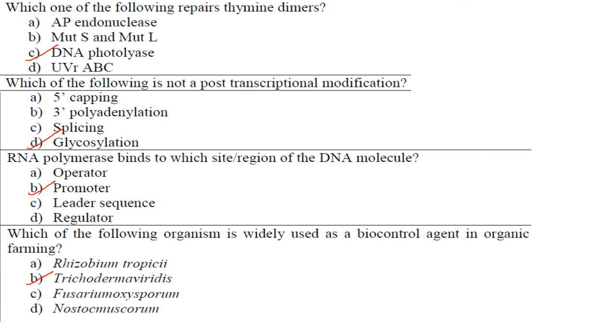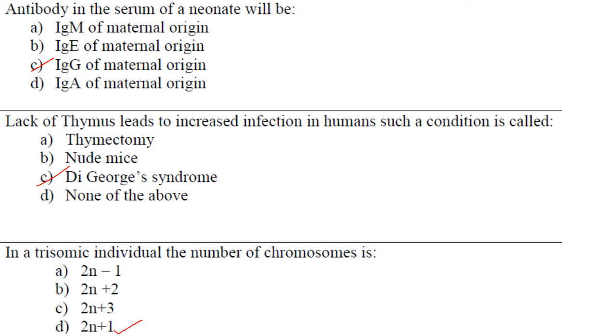Okay. Then next one. Which of the following organism is widely used as biocontrol agent in organic farming? So it is Trichoderma species, Trichoderma viridis. It is parasite on soil-borne and foliar plant pathogens. Answer is option B. Then antibody in the serum of a neonate will be IgG of maternal origin. Answer is option C.